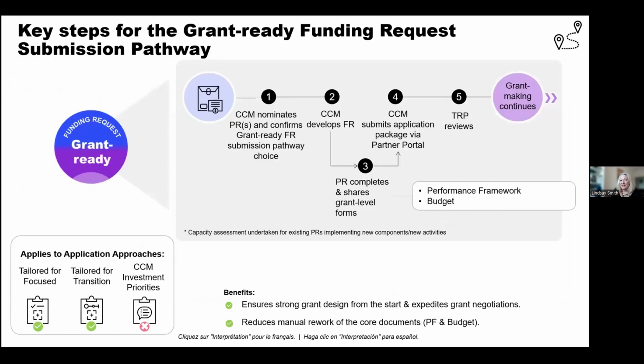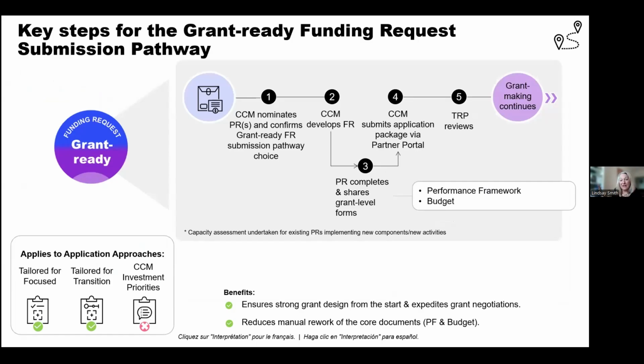Next slide. This grant-ready pathway, just to be sure that we're clear on the steps, is that the CCM makes the choice to nominate an existing PR if they want to go with the grant-ready funding request pathway. And then they indicate to the Global Fund that this is their choice. The Global Fund shares the documents, the CCM develops the funding request, that form that I just showed you. We're going to talk about the questions for that in just a moment.